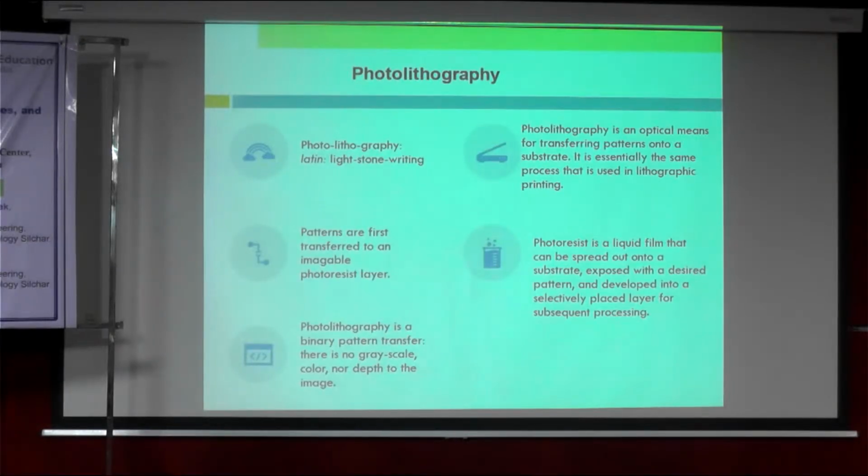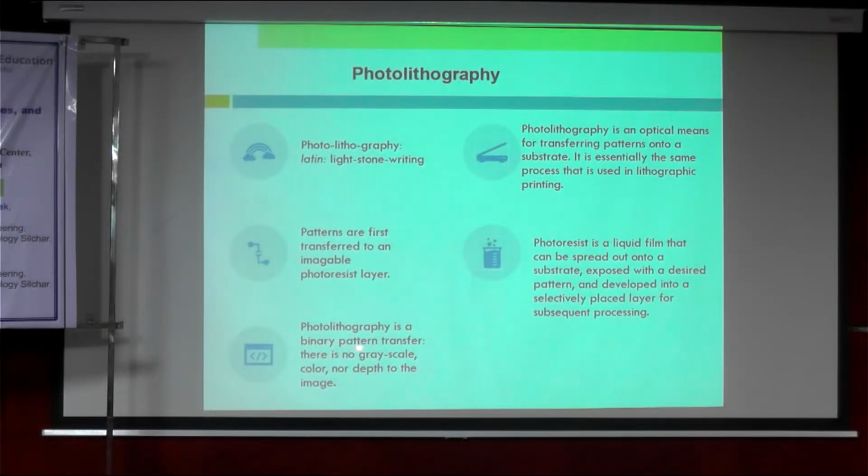So the word itself, photolithography, is from a Latin word. Photo is light, as everybody knows, and litho is stone, and graphy is writing. So the actual meaning of photolithography is light, stone, and writing. And patterns are first transferred to an imageable photoresist layer. So this is the process of photolithography.